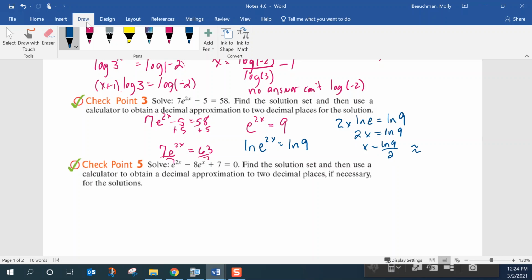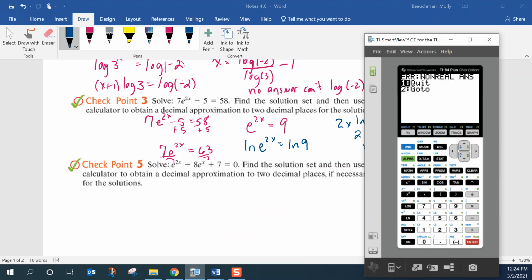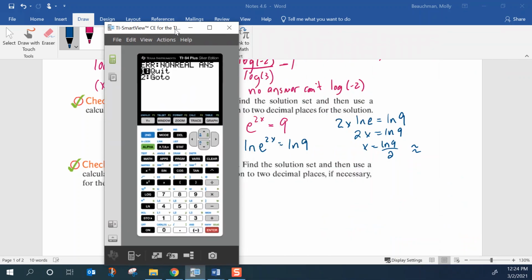That's the exact answer, which is approximately, let me get the calculator, natural log of 9 divided by just 2. And we end up with approximately 1.0986.